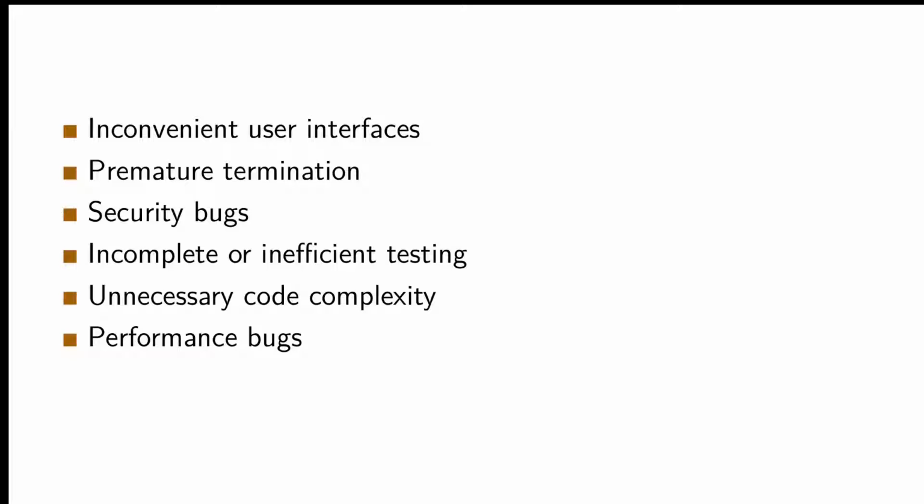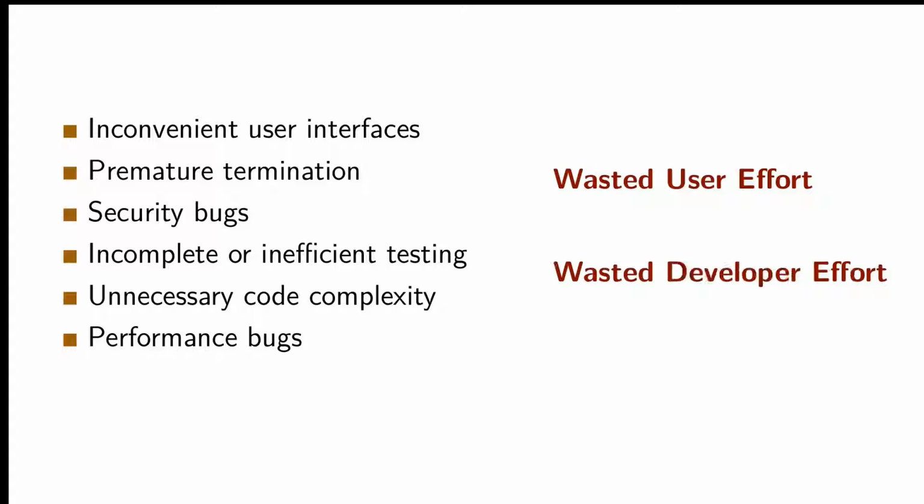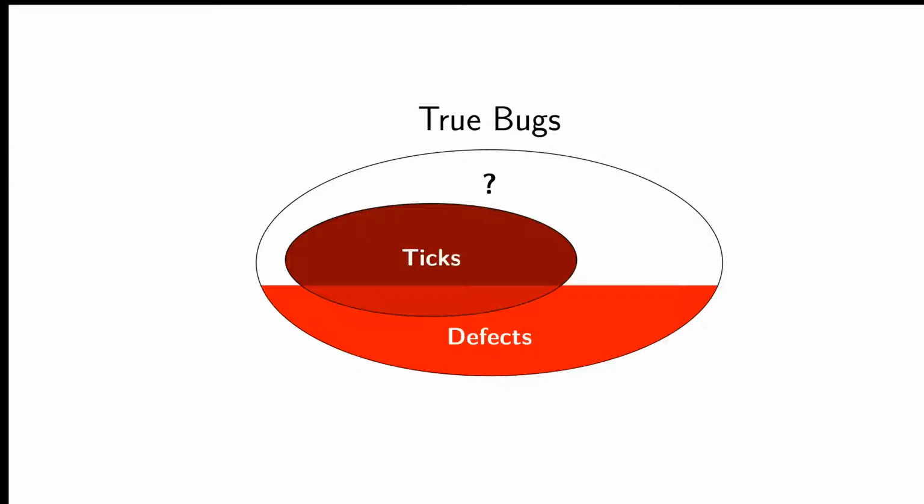Inconvenient user interfaces, premature termination, and security bugs are all problems that waste end-user time. Problems in the testing framework or the code complexity waste developer time. Performance bugs can affect both users and developers, but even when they don't, they needlessly consume memory, bandwidth, CPU time, or electricity. The common theme between these categories is that they unambiguously waste effort by humans, machines, or both. We call these bugs software ticks. They suck resources out of a software project.